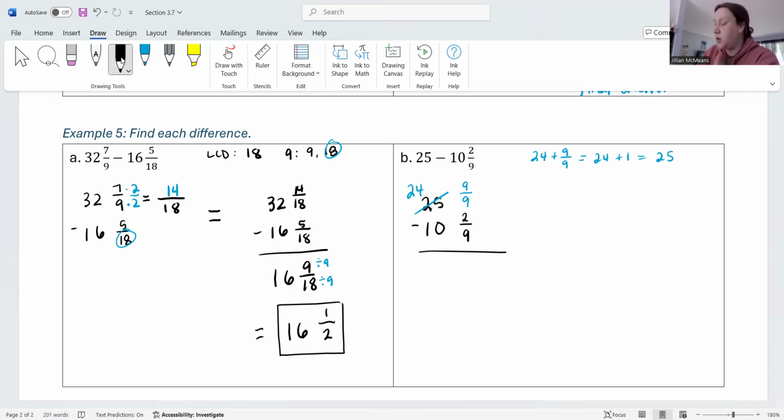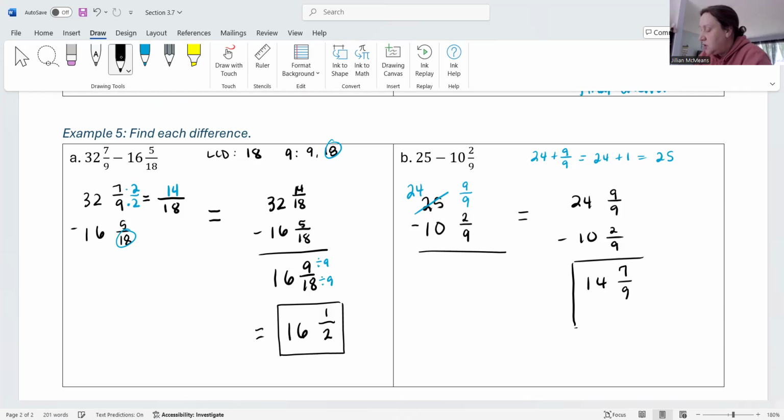Okay, so let's clean this up a little bit. What we're really dealing with is 24 and 9/9 minus 10 and 2/9. I now have a setup because of borrowing that allows me to subtract my fractions and subtract my whole numbers. So 9/9 minus 2/9 is just 7/9, which is proper. It's simplified, looks beautiful. And then 24 minus 10 is 14. So that is subtracting mixed numbers where you do have to borrow.